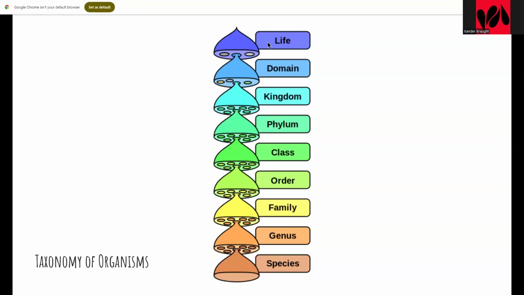So the taxonomy of an organism goes into multiple different categories. For example, there's the animal kingdom, and there's the plant kingdom, and there's different kingdoms like that. So when you're going into life, there's only one domain, whether it's alive or not, and then there's different domains as to where it is, kingdoms as to what describes it, and then goes more specific from there.